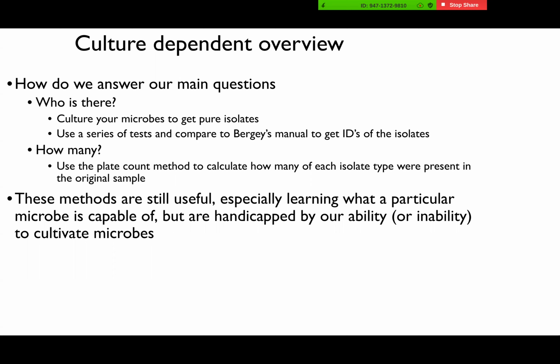And just as a note, as we've discussed, they are limited, but they still are effective at understanding how many microbes you physically have there. So it is overall useful.